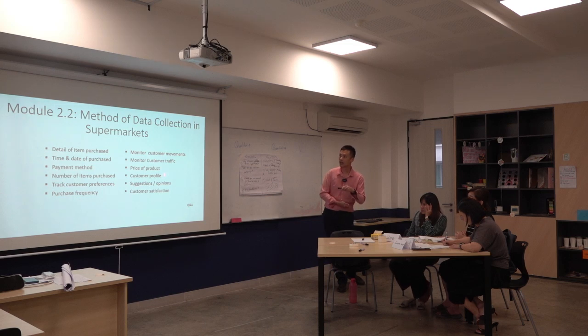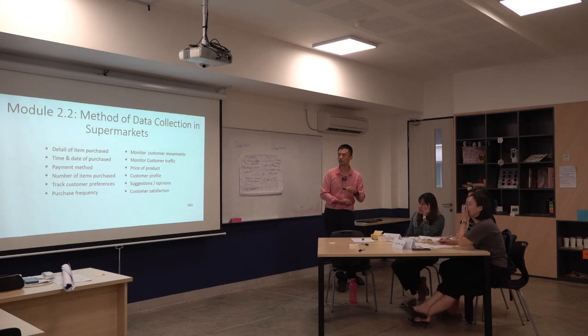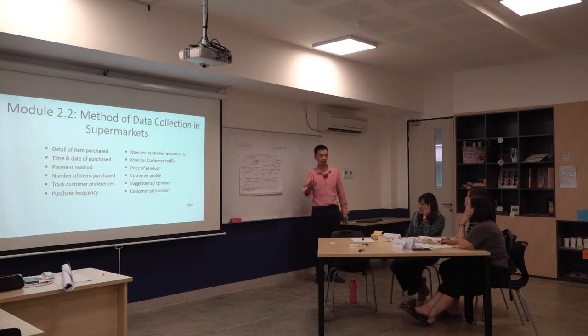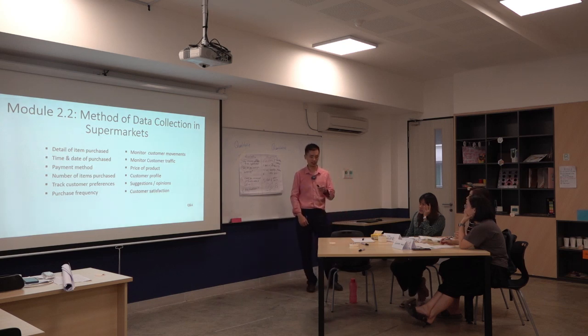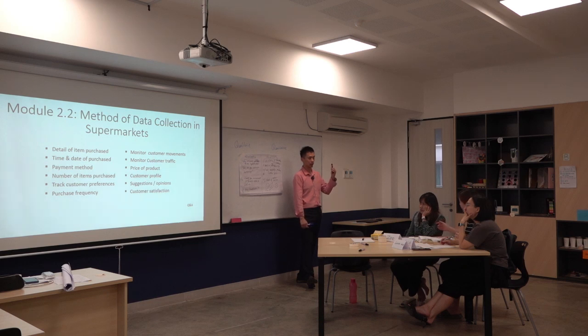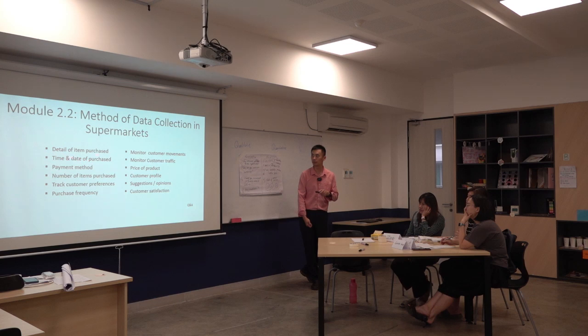For this kind of data, where do we get it? For example, number one, the details of the items purchased. How do you know what item was purchased by the customer? How do you trace it? By using the POS. Yes, like Connie mentioned, you can use the POS. For example, if you buy Nestle, the POS will tell you the item number of the item bought and so on. And also number two, the time and date of purchases.